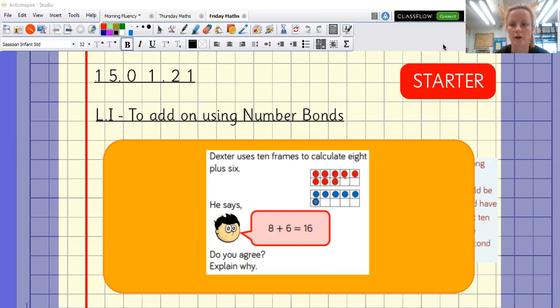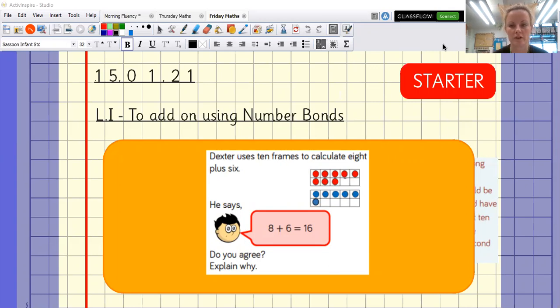So we are going to add on using number bonds. Remember our number bonds from yesterday? We did number bonds to 20. We're going to use number bonds within 20. So the answer won't always be 20, but it's number bonds within 20.